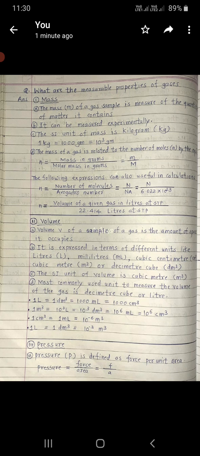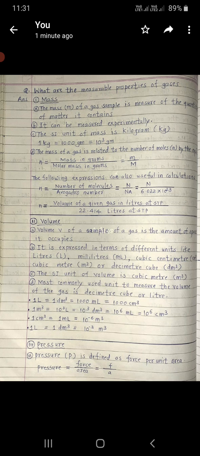So, a few conversions are there. 1 liter is equal to 1 decimeter cube, that is equal to 1000 ml, and it is equal to 1000 centimeter cube. Now, 1 meter cube is equal to 10 raised to 3 liter, that is 1000 liter, which is 10 raised to 3 decimeter cube, and in ml it is equal to 10 raised to 6 ml. Since ml is equal to centimeter cube, that is 10 raised to 6 centimeter cube. Now, 1 centimeter cube is equal to 1 ml, and in meter cube it is 10 raised to minus 6 meter cube. And 1 liter is equal to 1 decimeter cube, that is equal to 10 raised to minus 3 meter cube. So, these are some conversions for volume.